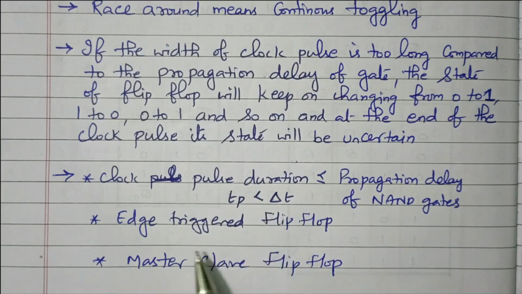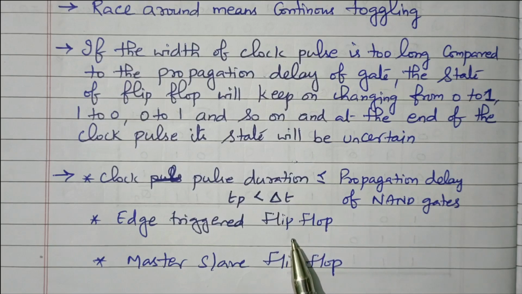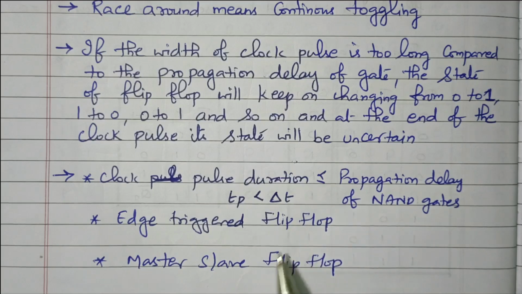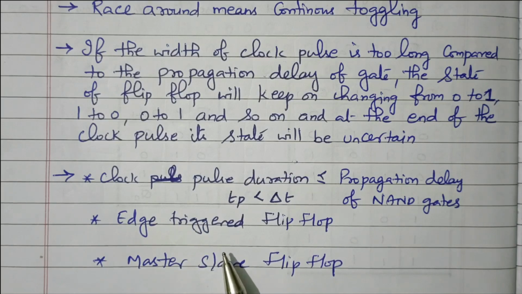So this is possible in edge triggered flip flop. Edge trigger means during the positive edge or negative edge. When the clock pulse changes from 0 to 1 it is positive edge triggering, and 1 to 0 is negative edge triggering. That is one possibility. Another possibility is master slave flip flop, right? So these two cases are available. By using master slave or edge trigger, we can avoid this race around condition. So in this video we discussed the race around condition in the flip flop.